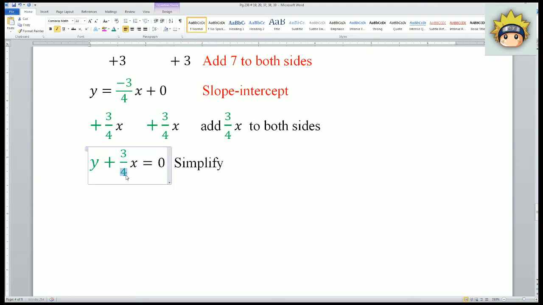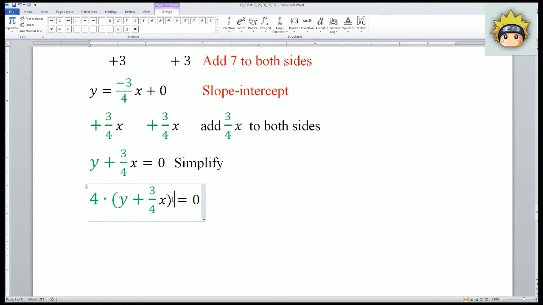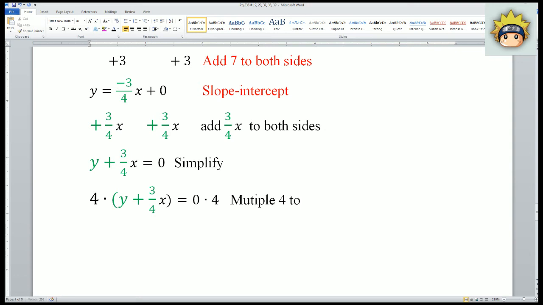Next, do you see how there's this 4 here? To get rid of the divide by 4, you would have to multiply 4 to everything. So let me multiply 4 to everything here. And I also have to multiply 4 here. You're wondering, wait, Mr. S, why do I multiply 4 to everything? To both sides.